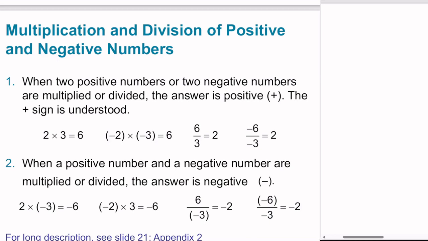The same is true for division. 6 divided by 3 is 2. Both of these numbers are positive, and the plus sign is understood to be there. Negative 6 divided by negative 3 is positive 2.